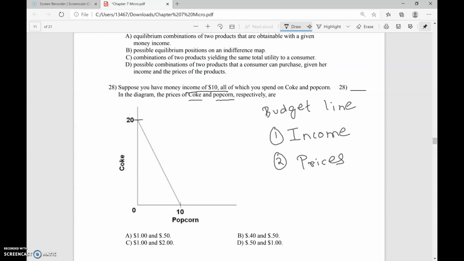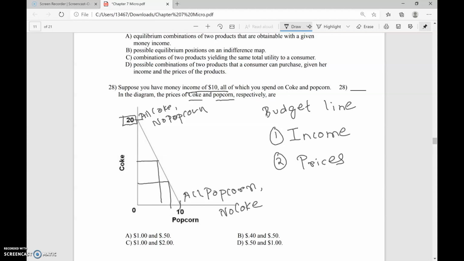So these two are the anchor points. This point is 0 and 20. That means the consumer is purchasing all Coke and no popcorn. This is the point where the consumer is purchasing all popcorn and no Coke. And all points in between is a combination of Coke and popcorn.